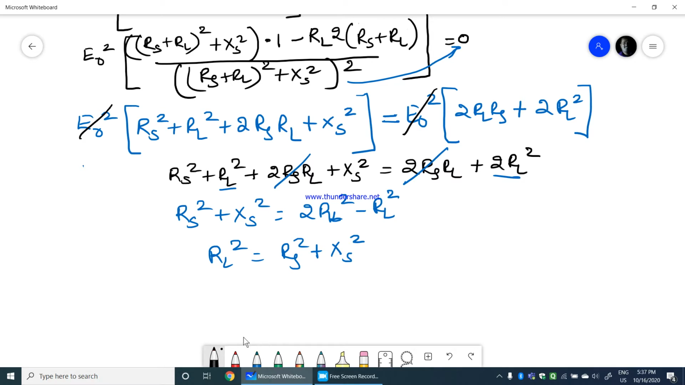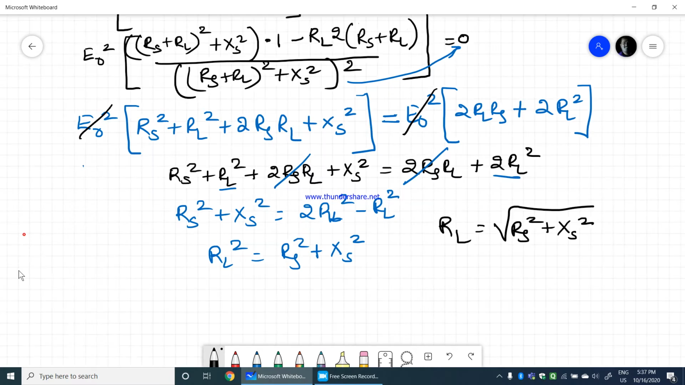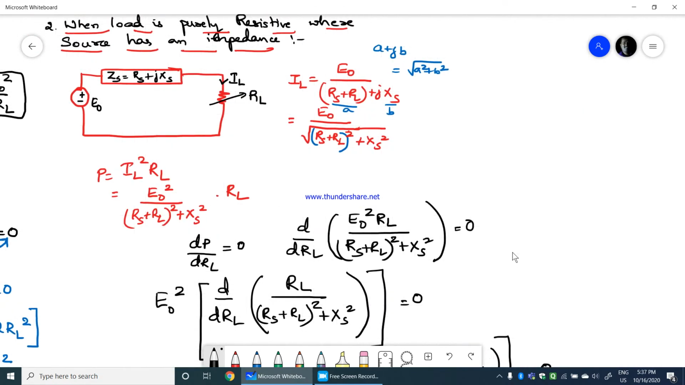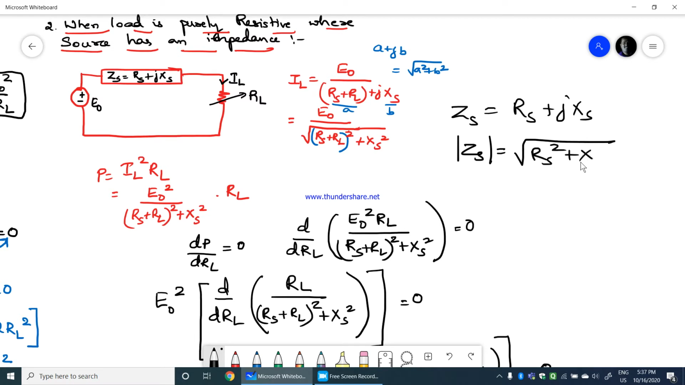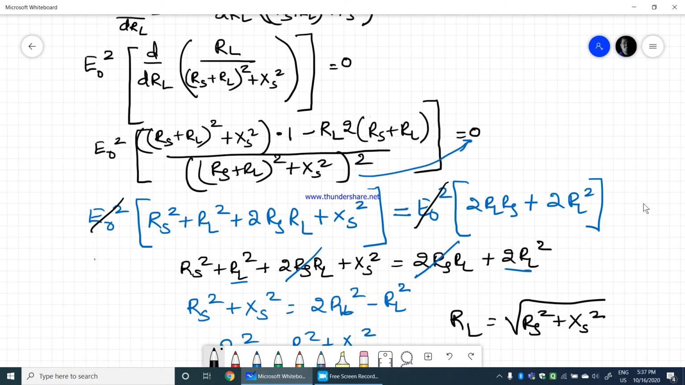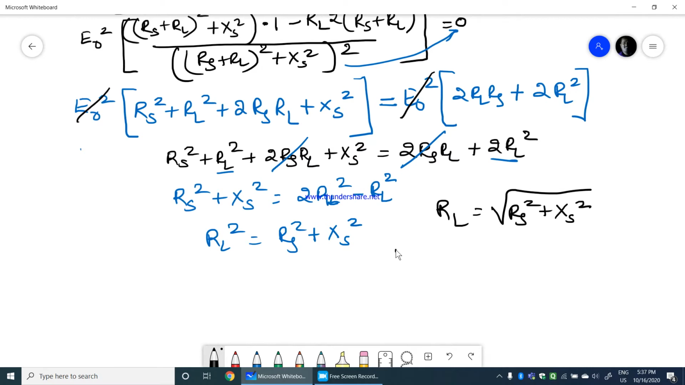Therefore, RL would be equal to the square root of RS square plus XS square. Now what is this exactly? If you go back and see the diagram, you have ZS equal to RS plus J into XS, whereas if you take the magnitude of this, we know the magnitude of an A plus JB term is the root of A square plus B square. So therefore this becomes root of RS square plus XS square, that is the magnitude. So therefore, at the end of the derivation, the load resistance will be equal to the magnitude of the source impedance.